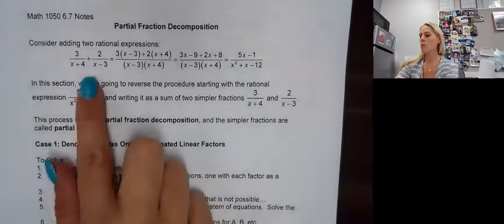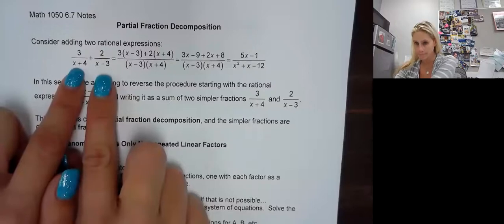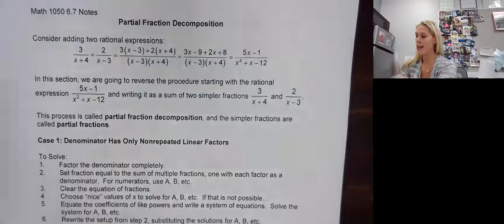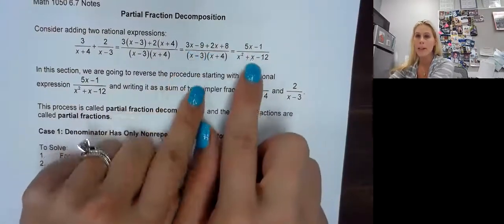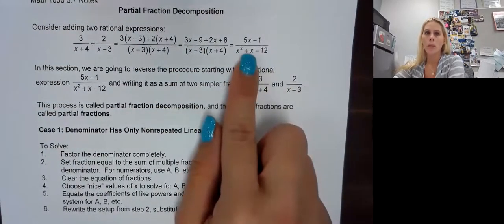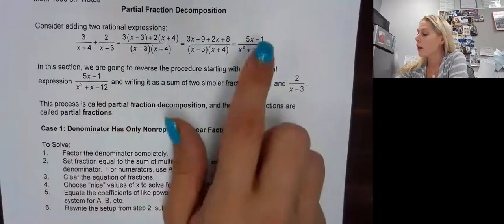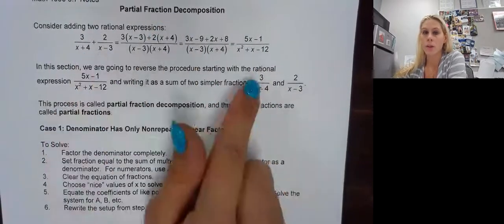So last year, when we had two rationals and we were adding them together, we would find a common denominator, make the common denominator to be able to put them together, distribute, combine like terms, simplify any which way we can, and this would be our answer. Well, partial fraction decomposition means we're actually going to go backwards with this. We are actually going to start with this and show that these are the two rationals to get there.